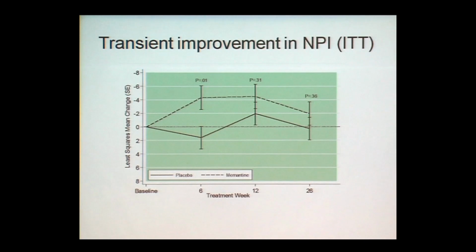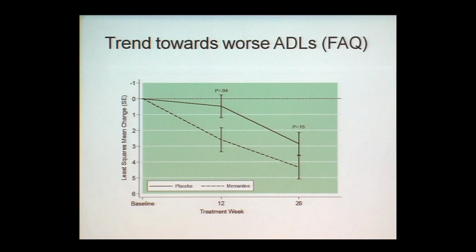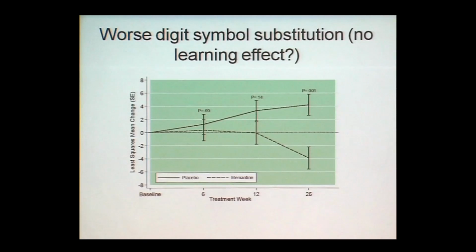And although there was a very transient benefit after 6 weeks, this really became not significantly different, and so there wasn't really a huge benefit or really any significant benefit after 26 weeks in FTD. And interestingly, when we looked at the patient's day-to-day function, the memantine group actually did worse than the placebo group. And so although there was slightly better behavior, their function was worse.